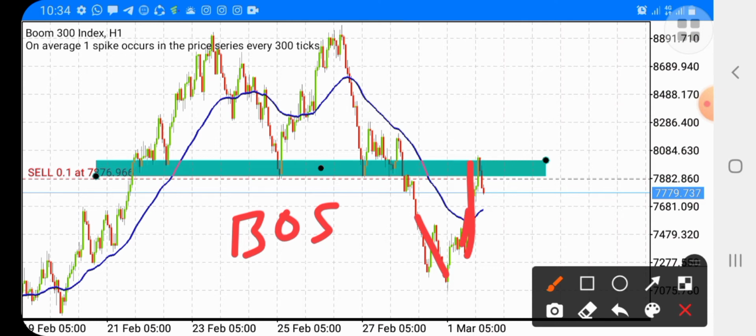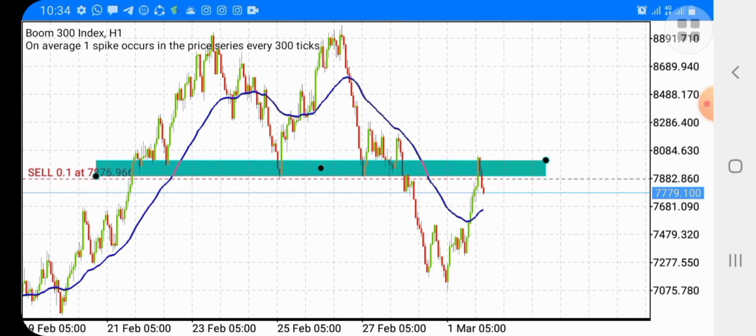Market just came back upward. And what do I expect now? I expect the market to come all the way down from here. Even though my safest TP is going to be around here, my safest TP.